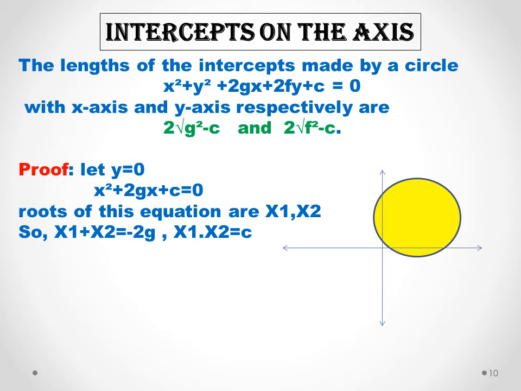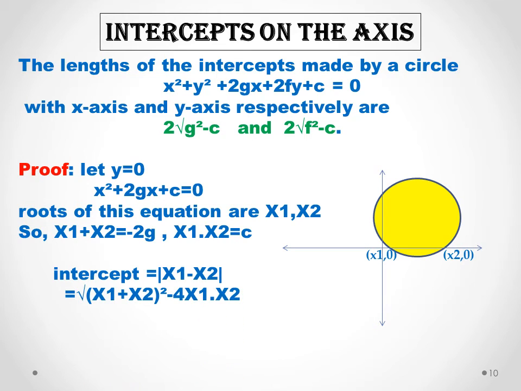If x1 and x2 are the two roots of the equation, then x1 plus x2 is equal to -2g and x1 into x2 is c. So the lengths of the intercept, these are the points x1 comma 0 and x2 comma 0, two points. So the length of the intercept is modulus of x1 minus x2. Modulus of x1 minus x2 is under the root (x1 plus x2) whole square minus 4 x1 x2, right? So you substitute the values and you will get the answer 2 under the root g square minus c.